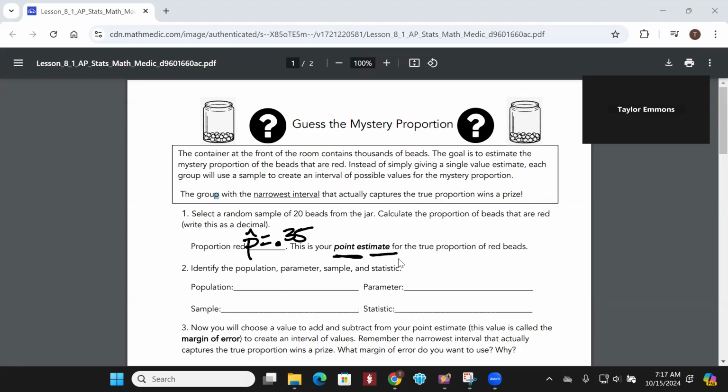So what is the population for this scenario? The thousands of beads. Okay, so all the beads in the container. And then you also just told me the sample: the 20 beads selected is the sample.